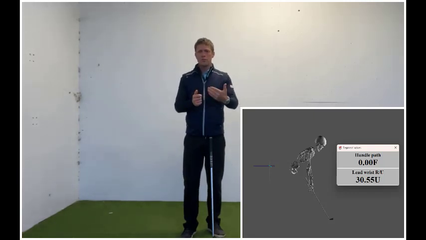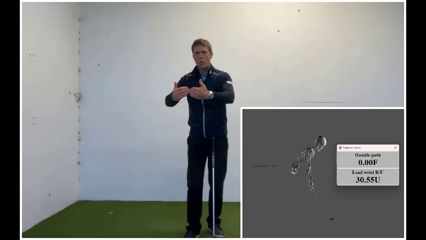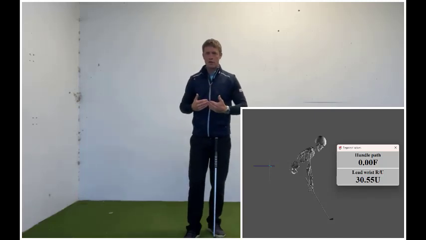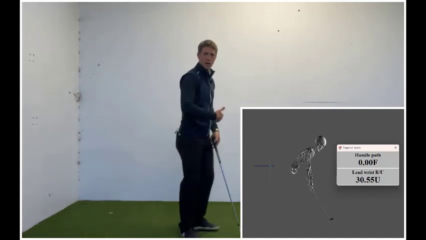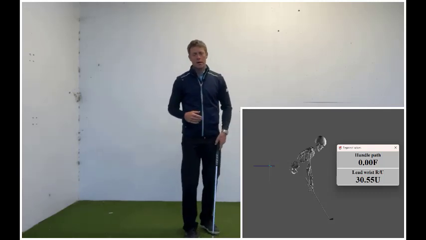So this is a movement often observed in really every player that I've had the fortunate pleasure of spending time with, which is very much the idea that as we start backswing, the hands actually move away from the human. From that side-on view, the hands are moving away from the player as they start back.